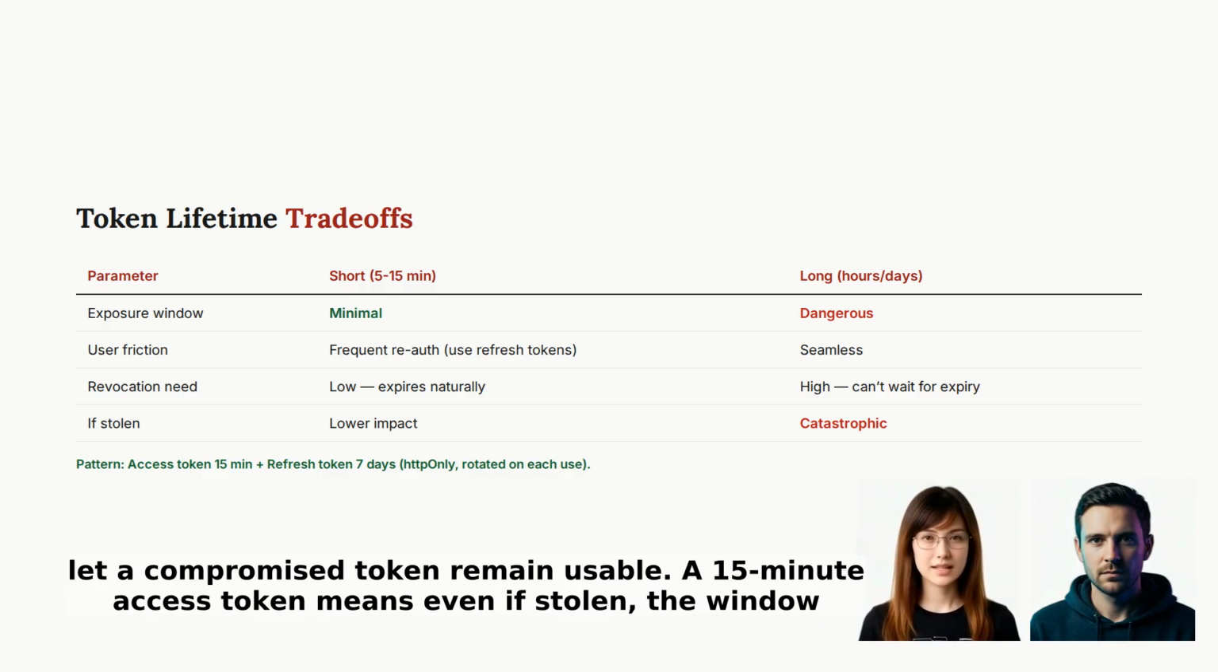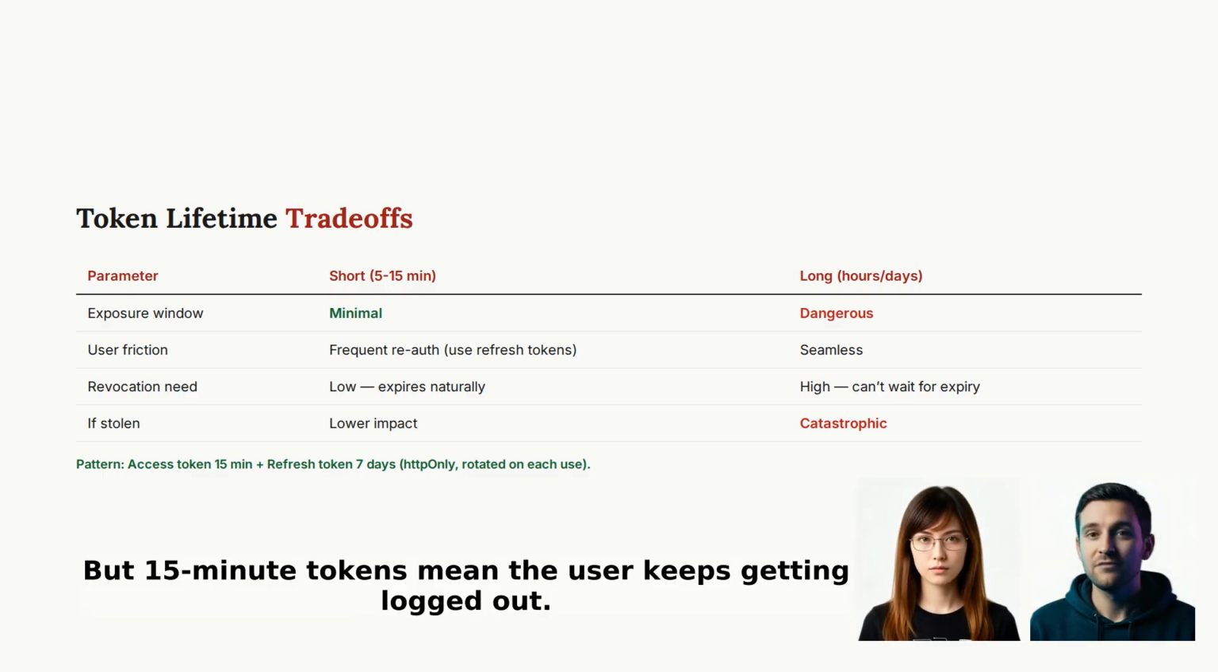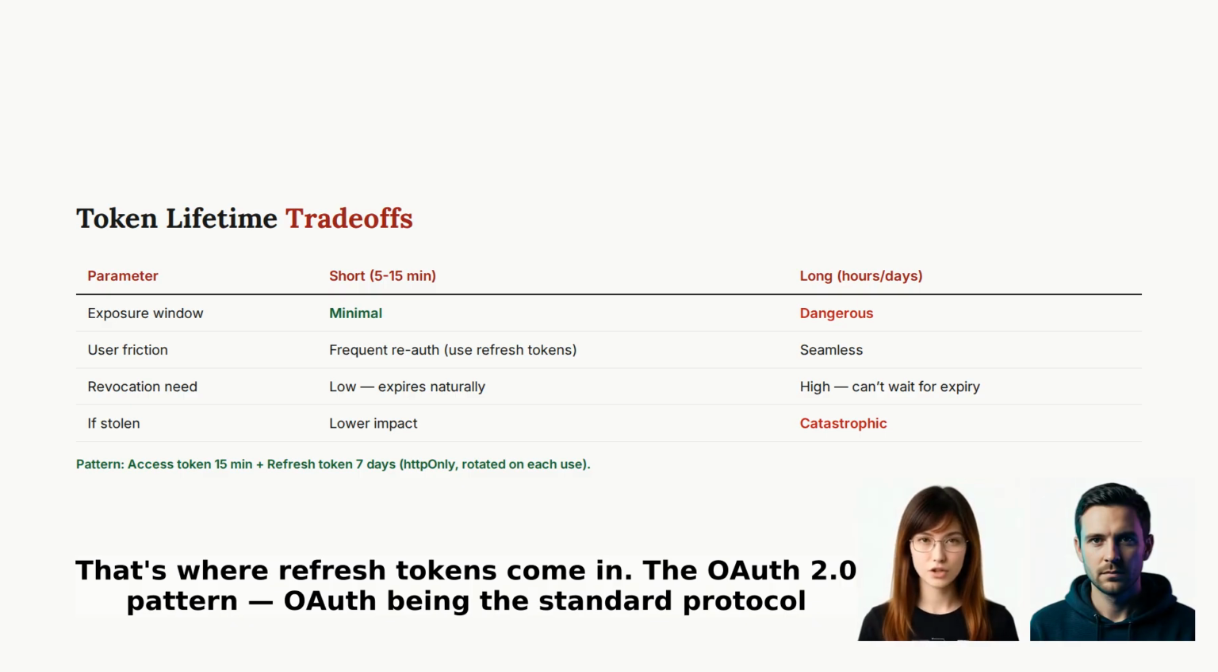A 15-minute access token means even if stolen, the window of exploitation is small. A 24-hour token means an attacker has a full day. But 15-minute tokens mean the user keeps getting logged out. That's where refresh tokens come in.